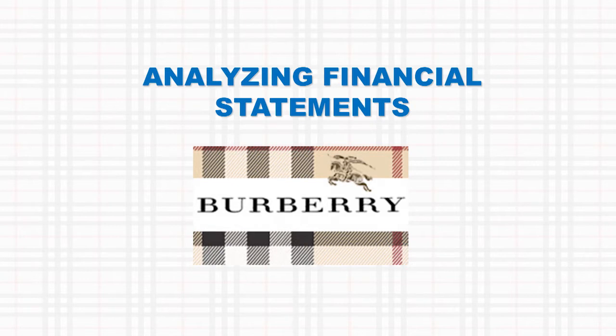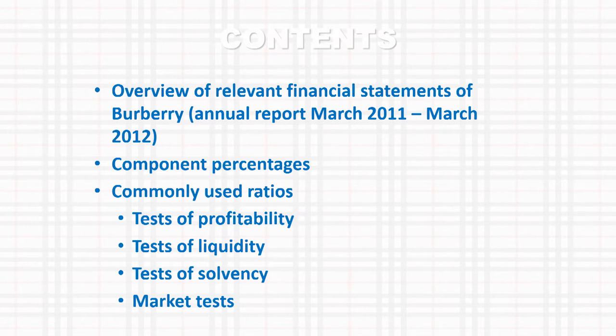First of all, we need to get a closer look at the financial statements. So first we look at an overview of relevant financial statements of Burberry: the balance sheet, the income statement or P&L account, and the statement of cash flows. Then we will discuss how to calculate the common size statements or component percentages. And then we go in 4 steps through the commonly used ratios. We'll talk about profitability, liquidity, solvency, and something about market tests.